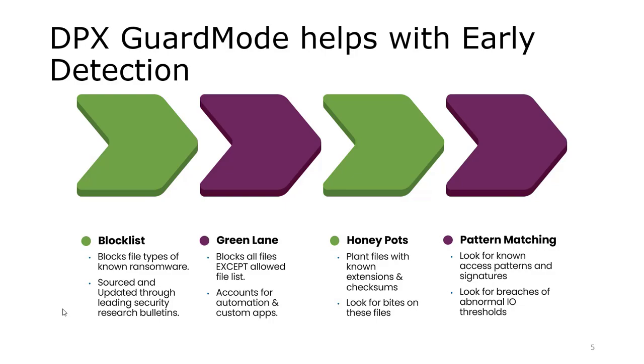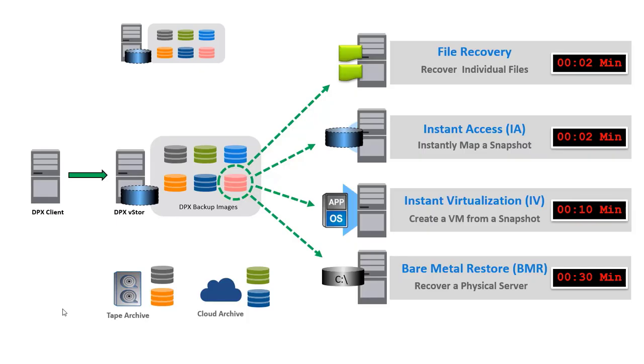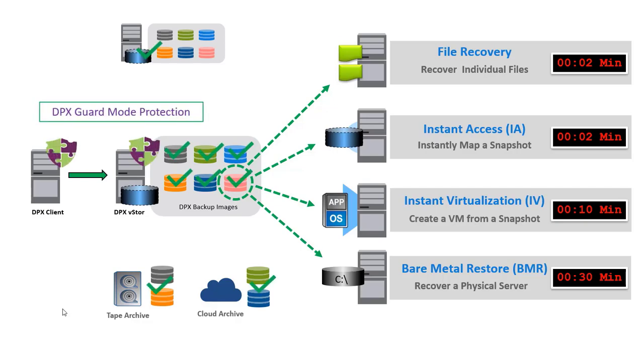We can configure honeypots that can act as booby traps and alert on modifications and access to a specific location. And finally, we can configure threshold violations and access patterns and signatures that can notify an administrator when abnormal I/O is detected, possibly signifying a ransomware attack. By doing these things with DPX Guard Mode, we can ensure that the source server is free from ransomware and that its snapshot copies that you'll be replicating and restoring from are also uncompromised.